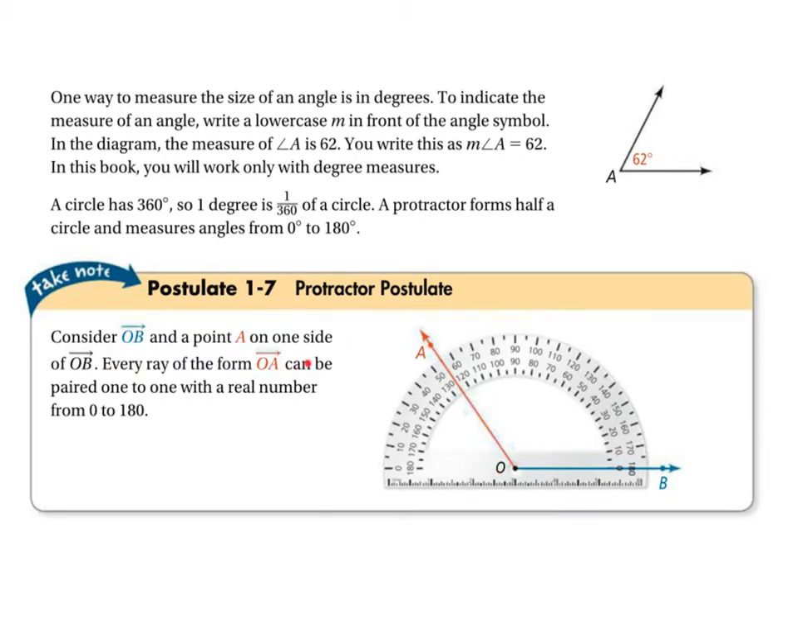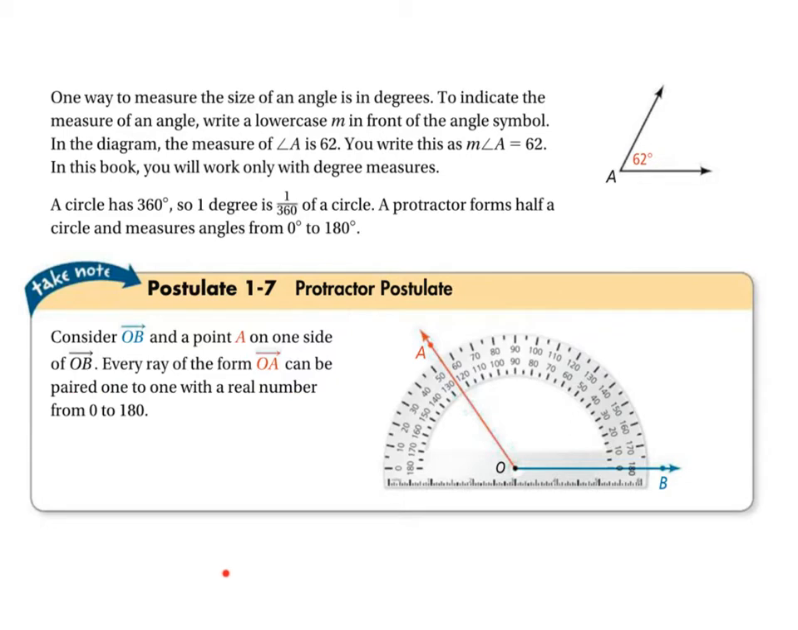And every ray of the form ray OA, where A is some point somewhere off of this ray, can be paired one-to-one with a real number from 0 to 180. So if we were able to plot any point, let's say a point here, we could connect that with O, and we could measure the angle in here. It would be between 0 and 180, right? And you can put a point anywhere. Let's put a point here.